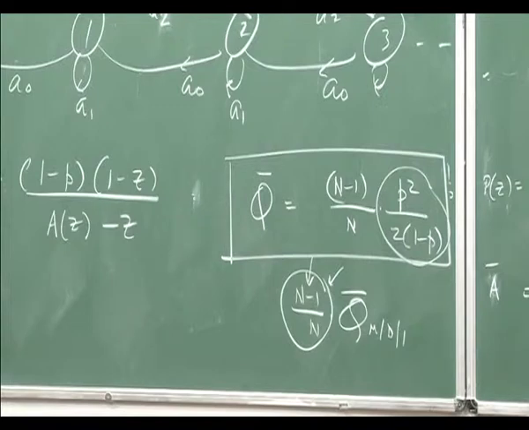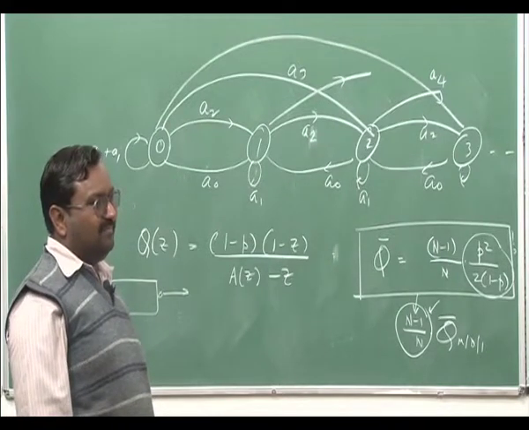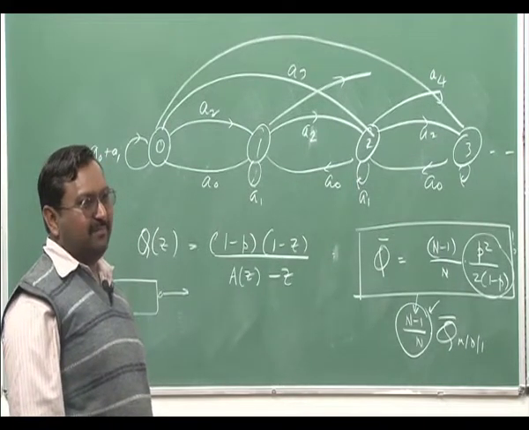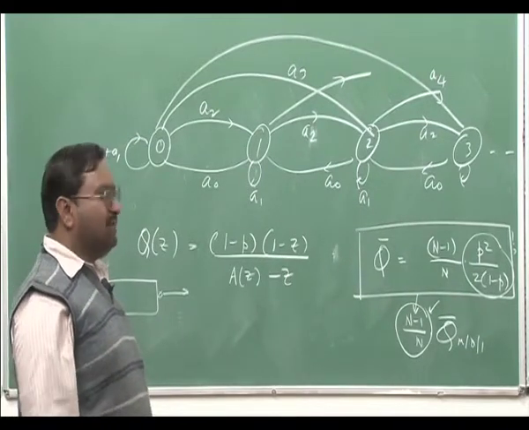What is the meaning of D? D is deterministic service time. It's basically constant service time. Deterministic means constant service time. One slot is the service time for every packet. The one is one queue.